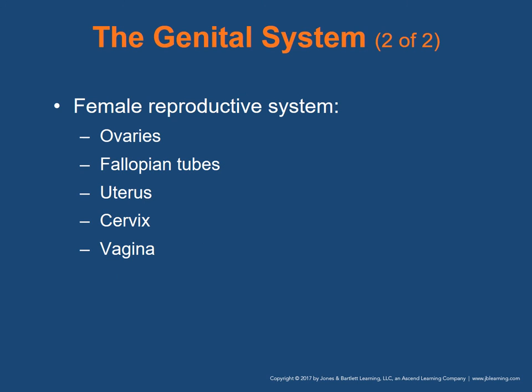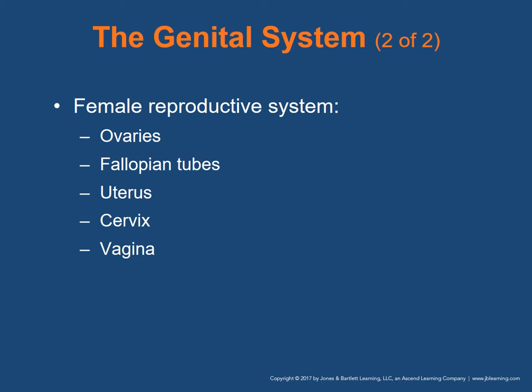Then we get to the female reproductive system, the ovaries, which are very comparable to the male system in terms of the testes. The ovaries are responsible for producing female specific sex hormones like estrogen, as well as producing eggs, which will eventually, in terms of procreation, move through the fallopian tubes, which connect the ovaries to the uterus.